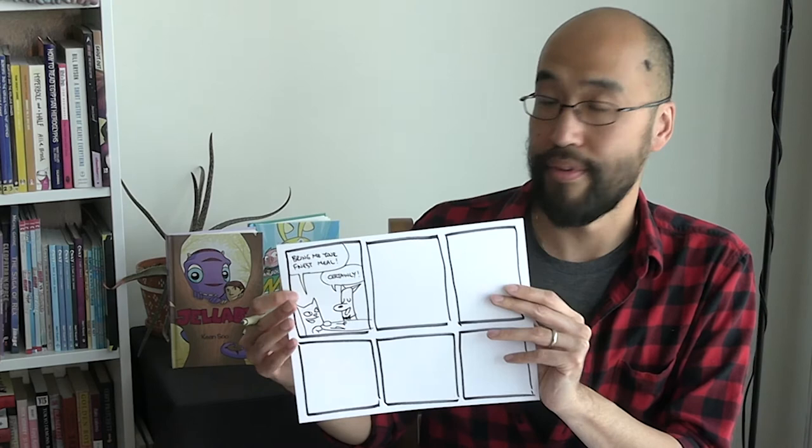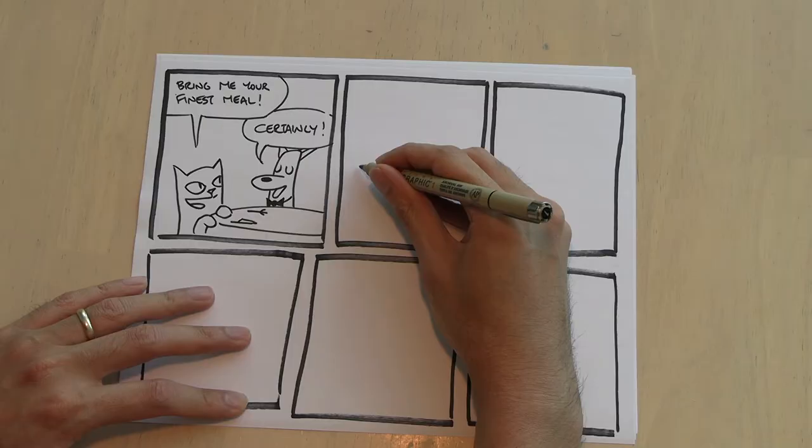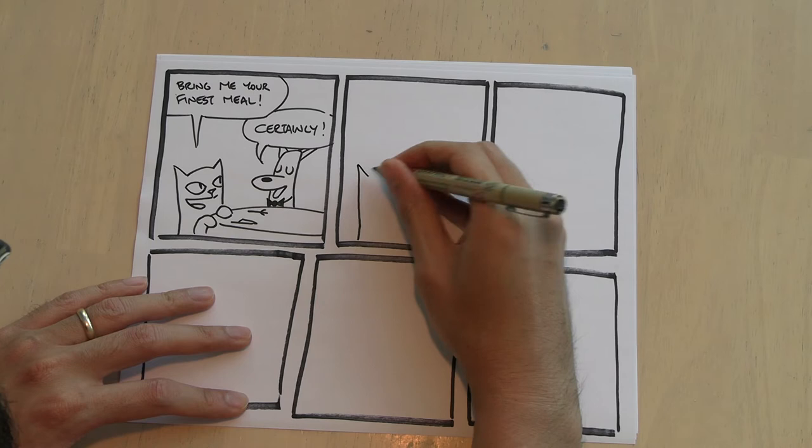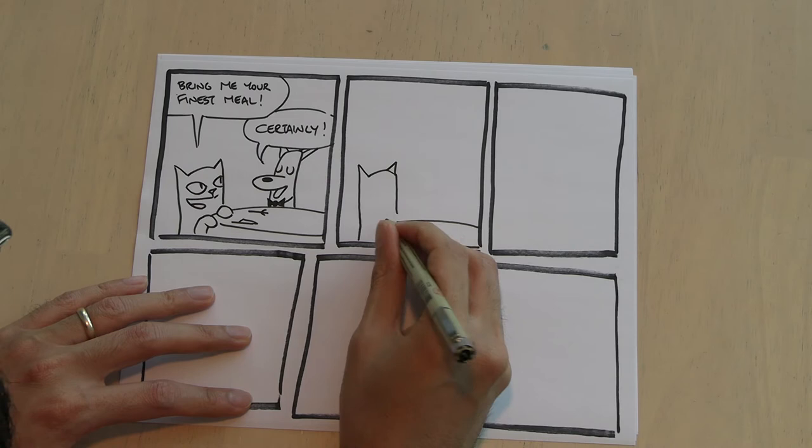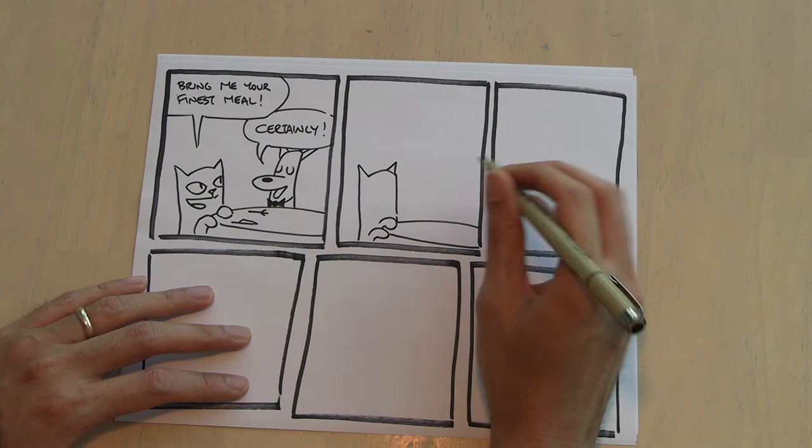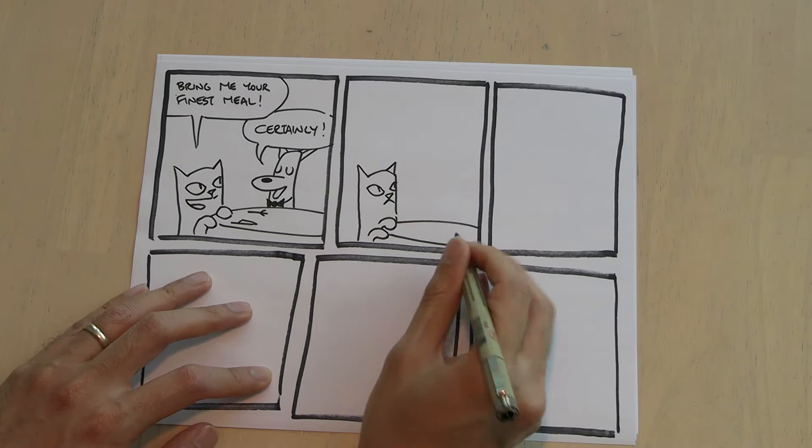There's our first panel. We've got the cat ordering his meal and Oliver sort of responding right away. And now I just want to show him running off to put the order in. And so I'm going to draw the cat in the same position, but this time there'll be just the change of Oliver running off to get the cat's order. So I'm drawing the cat again, sort of watching as Oliver leaves the scene.